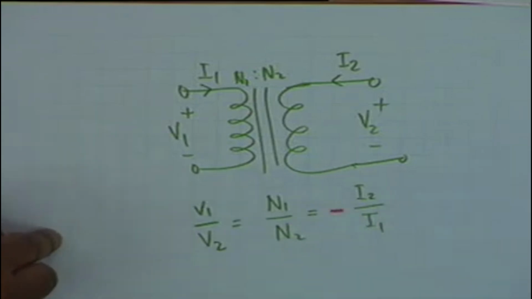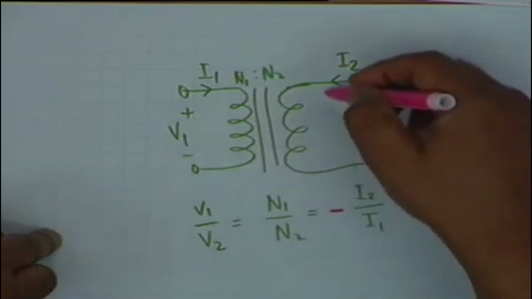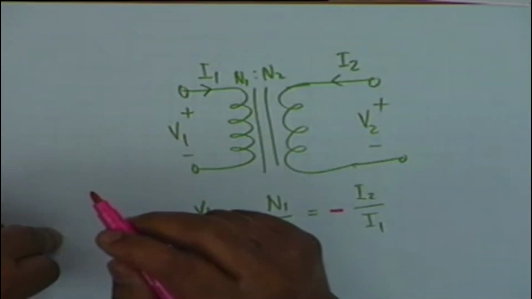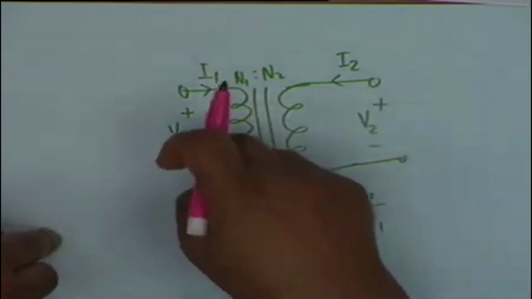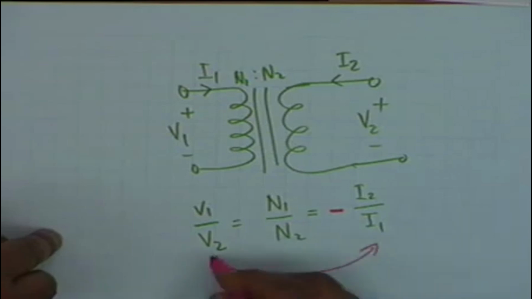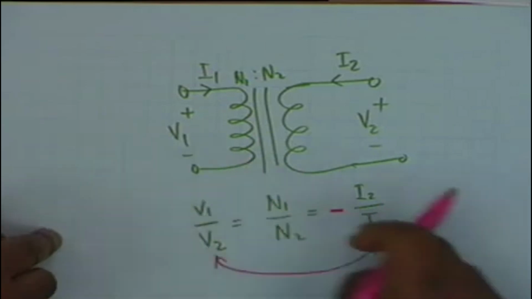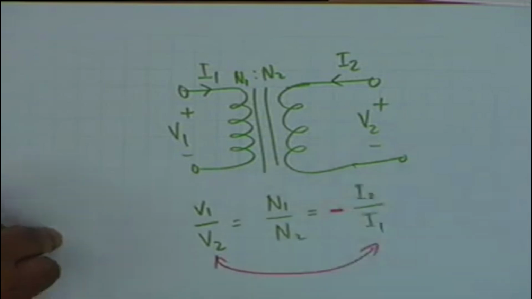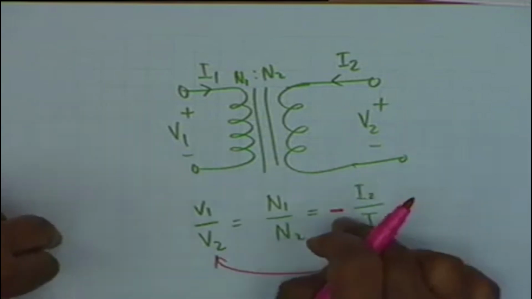There is a minus sign here. Why is the minus sign required? Because the total power absorbed by the transformer is 0. So V1 I1 plus V2 I2 should be equal to 0, and this is how this relation is obtained. V1 I1 shall be equal to minus V2 I2, and there is a negative sign here.